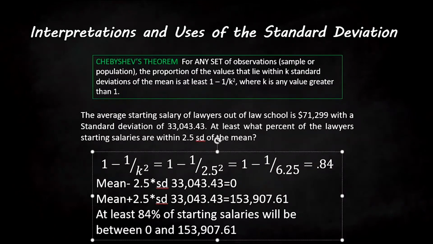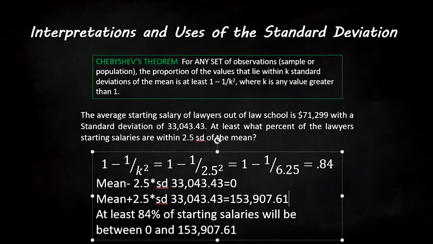So what Chebyshev's theorem basically says is it does not matter what your distribution looks like. It can be a crazy distribution, and even if it's a crazy distribution, Chebyshev's theorem should still hold true. There shouldn't be an issue as long as you calculate everything correctly.